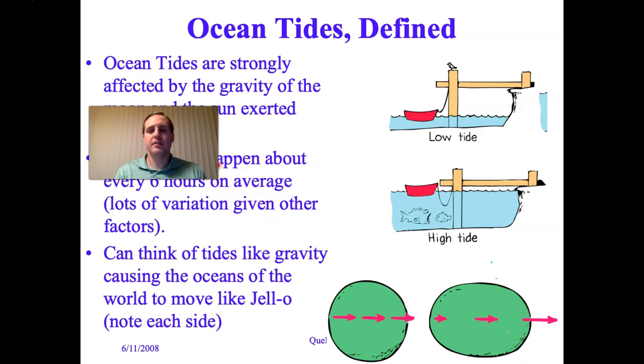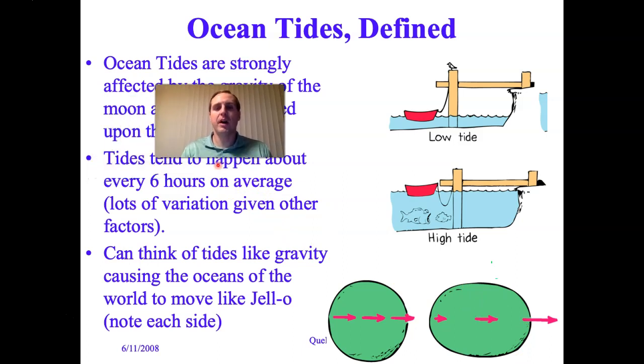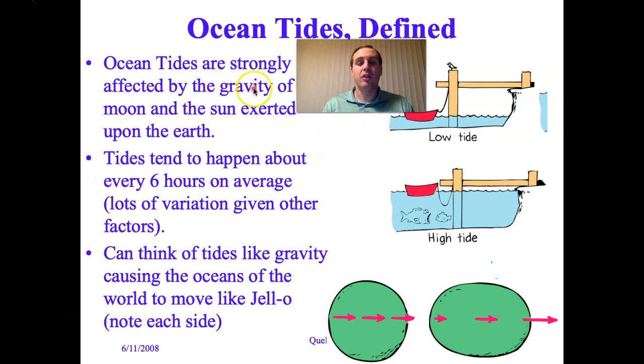What about ocean tides? Well, ocean tides are affected by Earth's gravity. They're strongly affected by Earth's gravity and also the moon and the sun's gravity. Okay, so notice that this is sort of what low tide looks like, and this is sort of what high tide looks like. You can have dramatic differences depending upon the geometry of the ocean or bay, basin, that sort of thing. Tides tend to happen about every 6 hours on average. There's lots of variation given other factors.